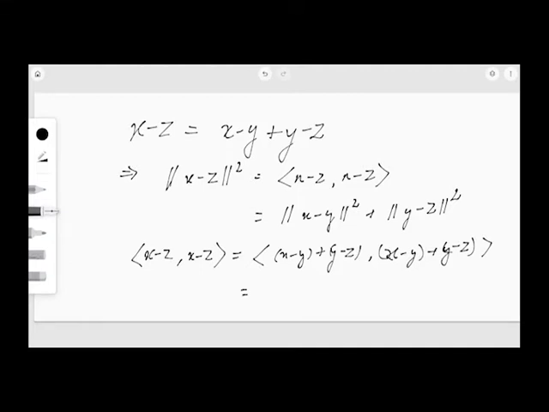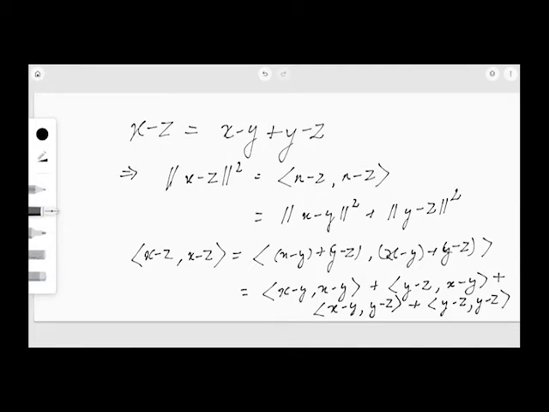This is nothing but inner product of X minus Y, X minus Y, and we get inner product Y minus Z, X minus Y. Then the next term will be inner product X minus Y, Y minus Z, and again the last one, inner product Y minus Z, Y minus Z. So the first term and the last term are norm X minus Y square and norm Y minus Z square. So how have the other two terms reduced to 0?